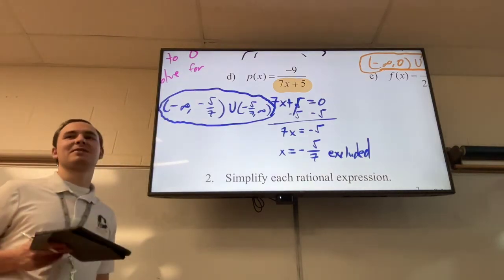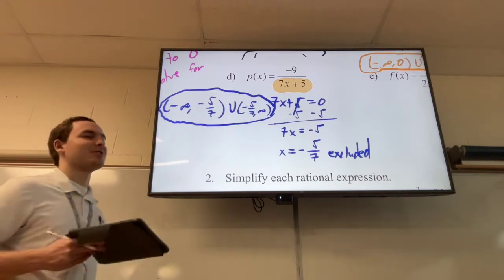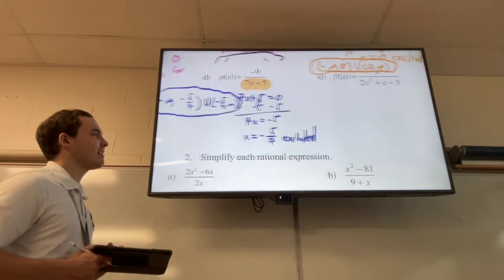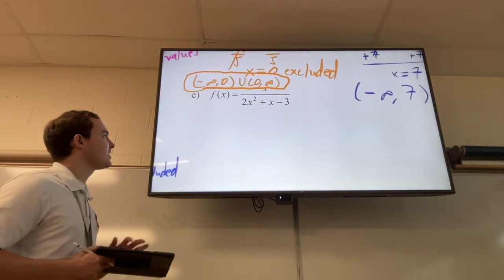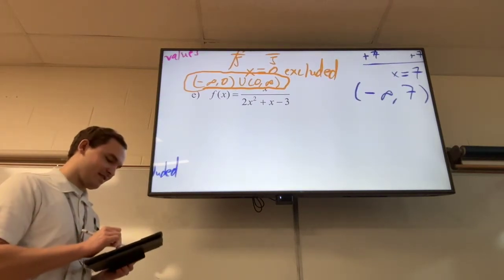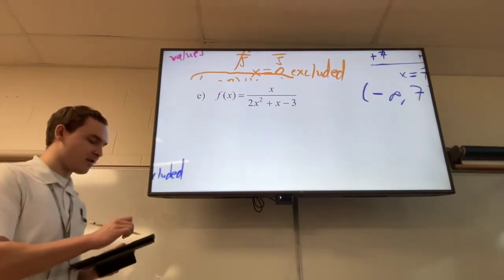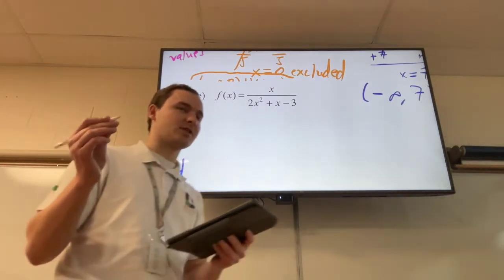How are we feeling about this? It's pretty straightforward so far. Okay. All right, let's do this second one. Oof. Factoring never goes away. So what do we do here? It's just like the other problems.